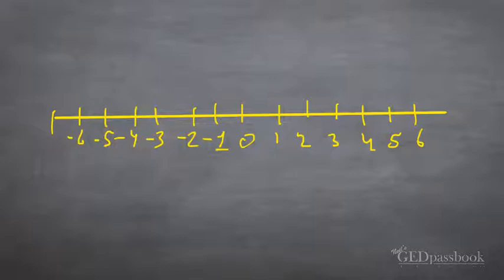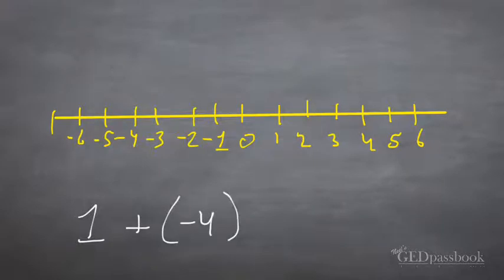But the number line helps you when it comes to certain operations. If we look at our very first operation, such as this one right here, 1 plus negative 4. Actually, you know what? Scratch that. I want to do 1 minus 4. 1 minus 4.